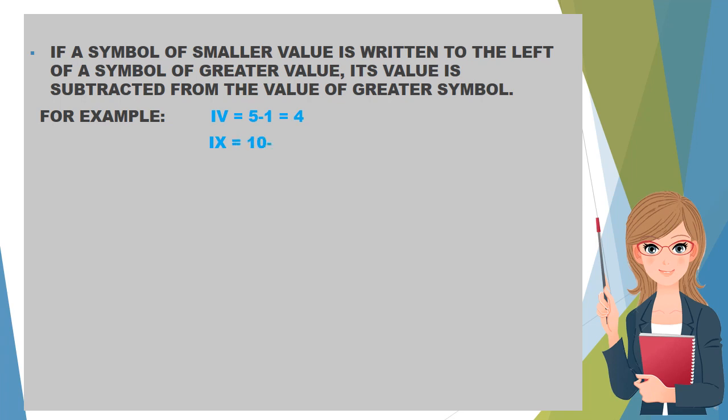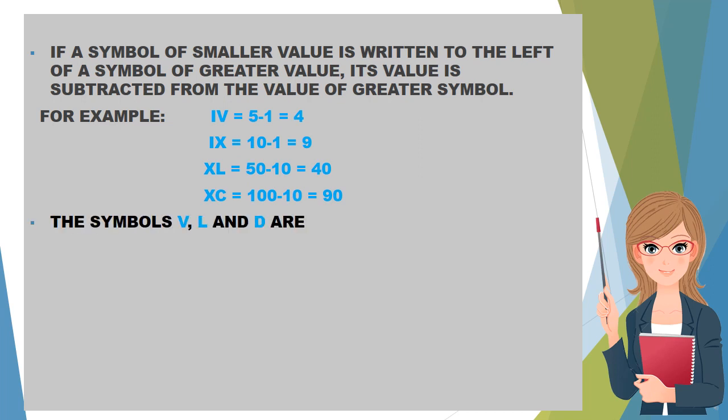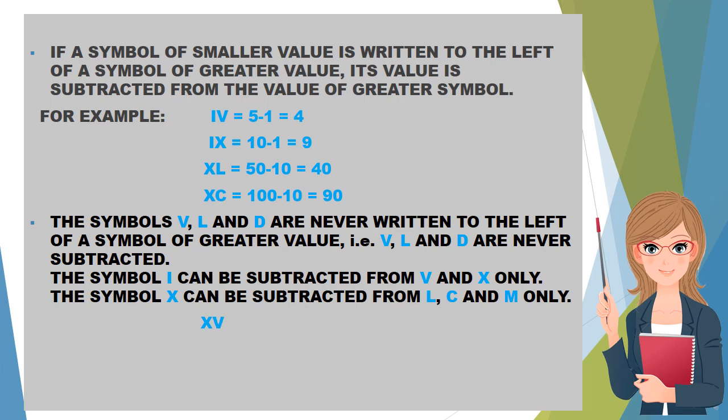IX, the value of I is smaller than the value of X. So we subtract 1 from 10 and we get 9, which is the value of this symbol IX. XL, the value of X is 10 and L is 50. So we subtract 10 from 50 and the value of this symbol is 40. XC, the value of X is 10 and C is 100. So we subtract 10 from 100 and the value of this symbol is 90.